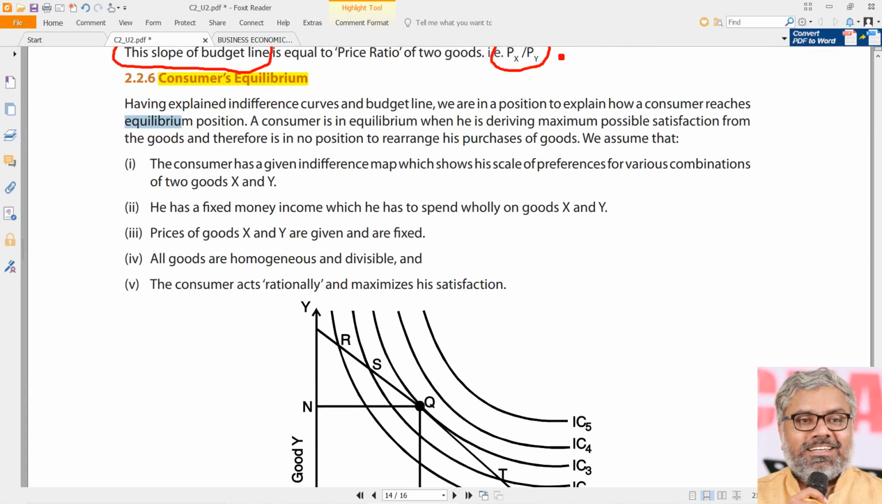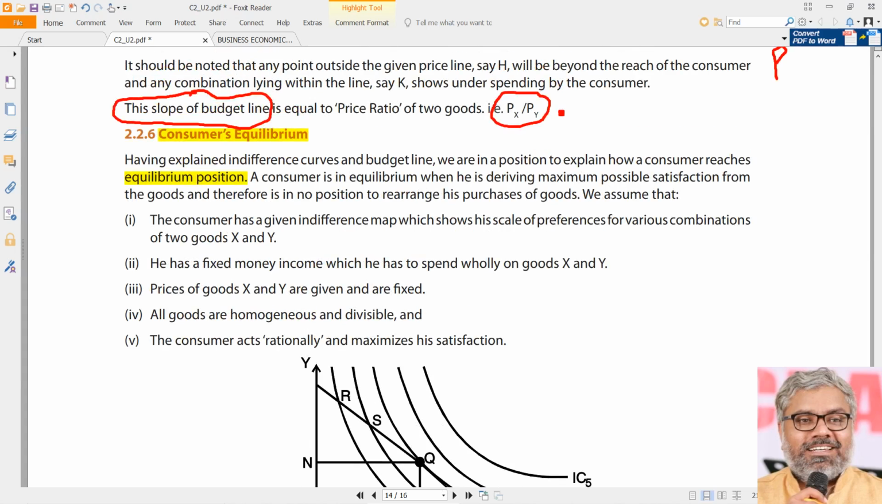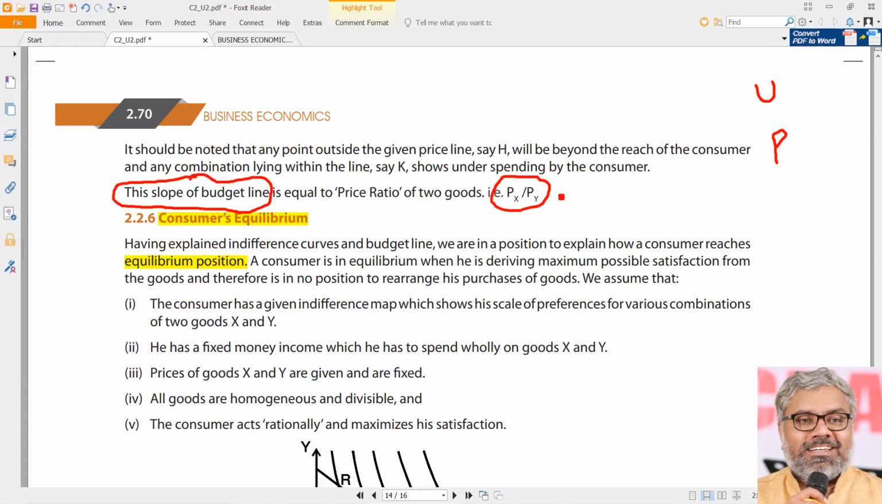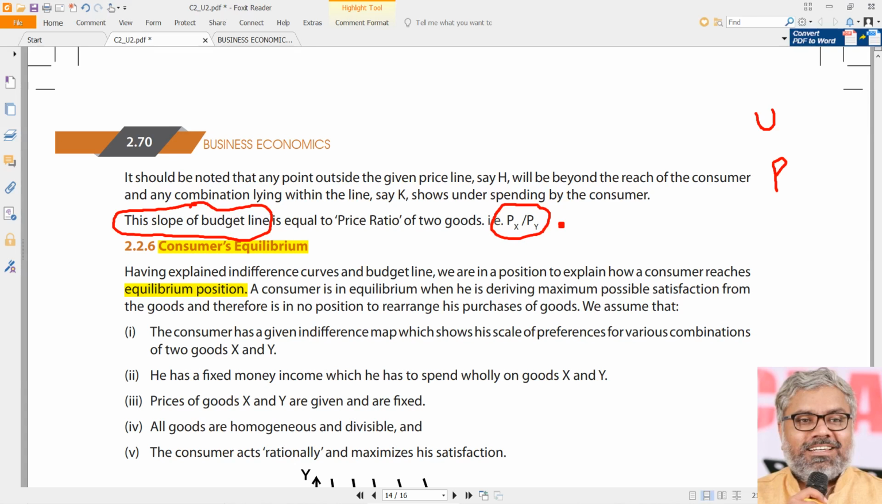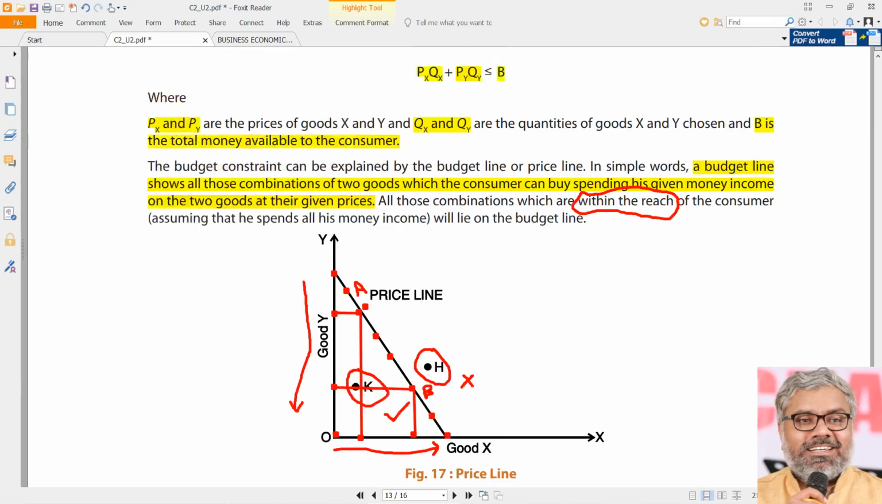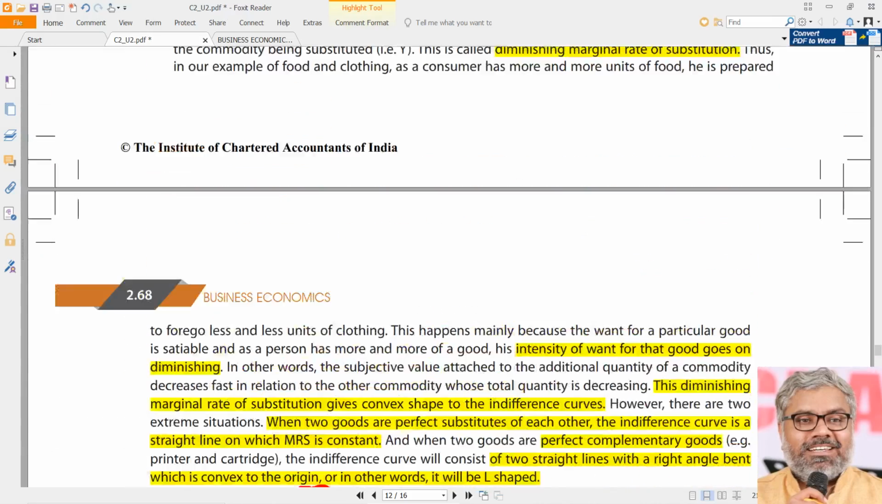If you remember, we have already discussed this earlier, but now we are once again proving the same point using a different context. Here also, the consumer will reach equilibrium when MUx divided by MUy is equal to Px divided by Py. MUx divided by MUy should be equal to Px divided by Py. That's what the consumer's equilibrium is all about.